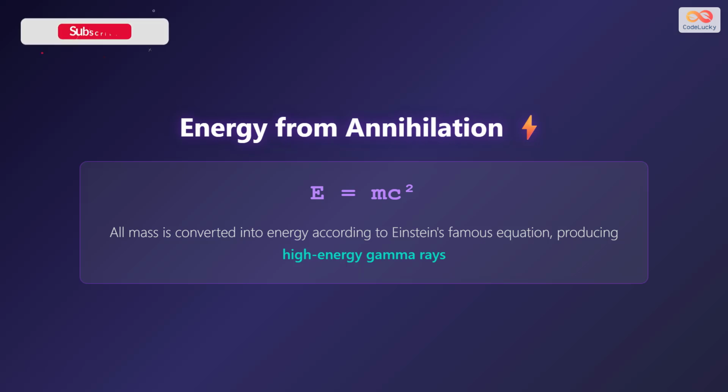The energy released during annihilation follows Einstein's famous equation, E = mc². This equation tells us that mass and energy are interchangeable. When matter and antimatter annihilate, all of their mass is converted into energy according to this relationship. The result is the production of high-energy gamma rays, which are extremely powerful photons. This process releases enormous amounts of energy because even a tiny amount of mass, when multiplied by the speed of light squared, yields tremendous energy.